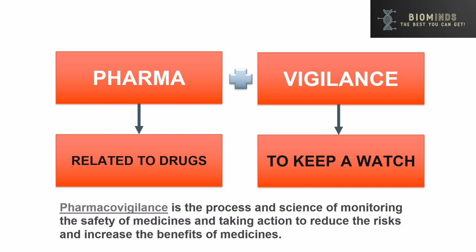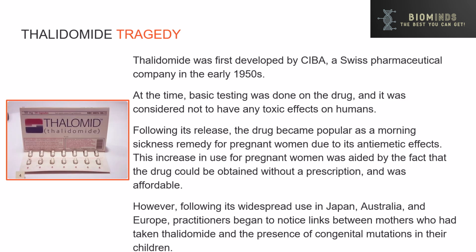Okay, so next comes why we require pharmacovigilance. Okay, so there was one drug known as thalidomide, which was discovered or developed by CIBA, a Swiss pharmaceutical company, in the early 1950s. So at that time, the basic testing was done on that drug. So the results of the basic testing were okay.